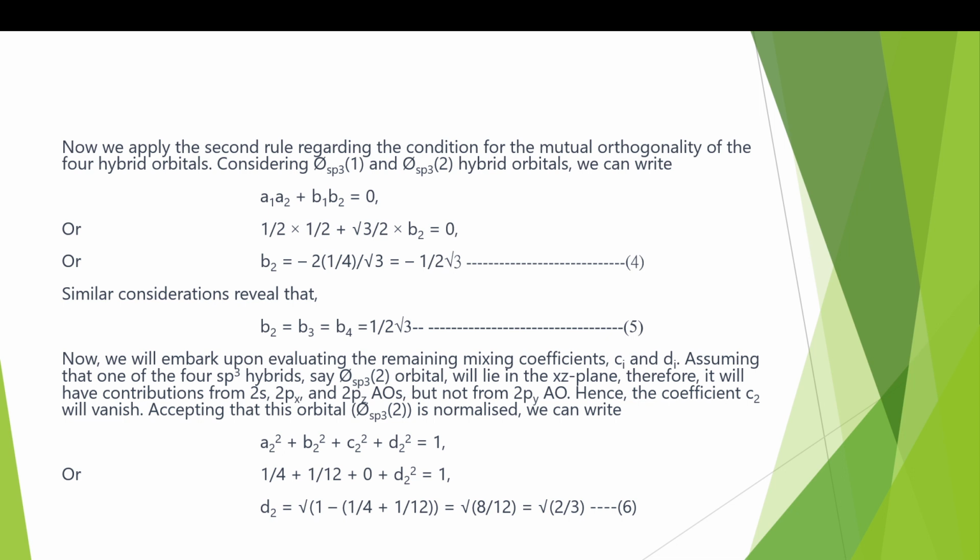Similar considerations reveal that b2 equal to b3 equal to b4 equal to 1 over 2 under root 3. So remember, b1 is different, but b2, b3, b4 are all equal and their values are 1 over 2 under root 3. Equation 5.